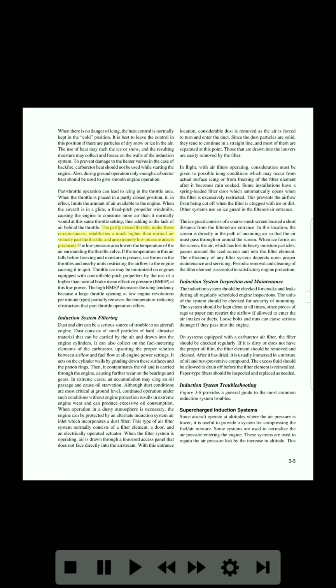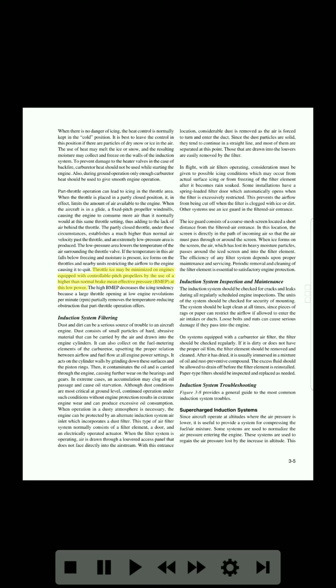The partly closed throttle, under these circumstances, establishes a much higher than normal air velocity past the throttle, and an extremely low pressure area is produced. The low pressure area lowers the temperature of the air surrounding the throttle valve. If the temperature in this air falls below freezing and moisture is present, ice forms on the throttles and nearby units, restricting the airflow to the engine, causing it to quit.